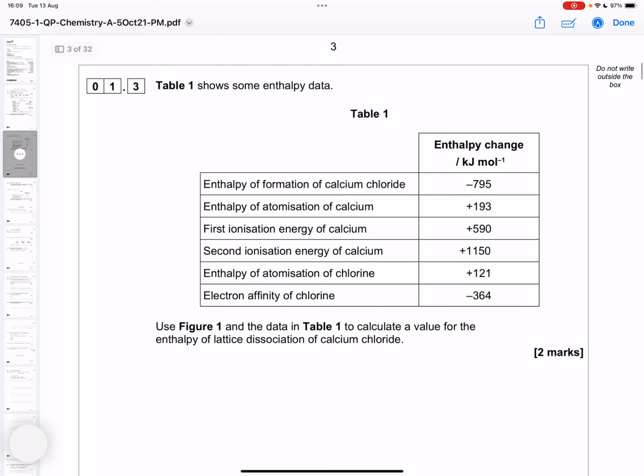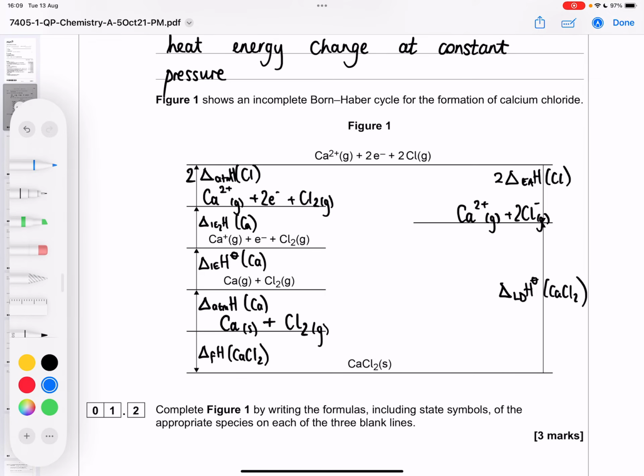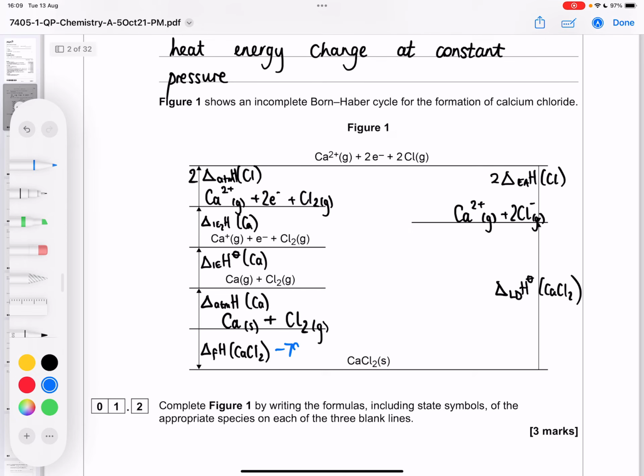Table 1 shows some enthalpy data. Use Figure 1 and the data in Table 1 to calculate a value for lattice enthalpy of dissociation of calcium chloride. So what we're going to do is put those values onto that cycle so that we can visually see the numbers on the cycle. So if we go back here, and we're just going to change the colour of the pen so it's a bit clearer. So we had the formation here, -795, and it's a down arrow, so it makes sense.